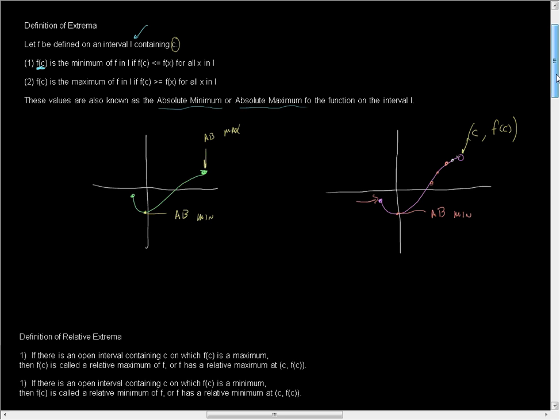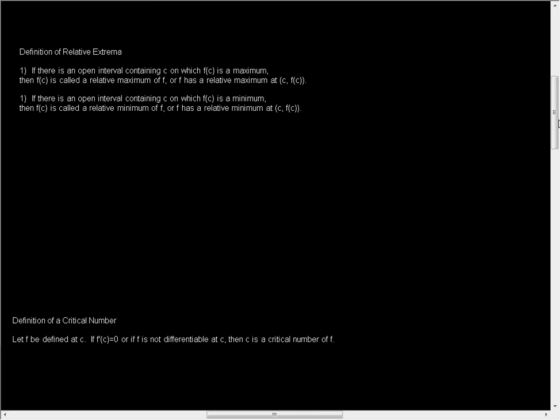Okay, by the way, the same thing can happen with the minimums as well. It's not restricted. The definition of relative extrema, and in your book you'll notice that the extreme value theorem kind of separates these two. I'm skipping that. I'm just going to concentrate on definitions right now. We'll hit the extreme value theorem later. But number one, if there is an open interval, so now at least we have some kind of an idea here, we are dealing with an open interval now, containing c, on which f of c is a maximum, then f of c is called a relative maximum of f. Or you can say that f has a relative maximum at (c, f(c)).